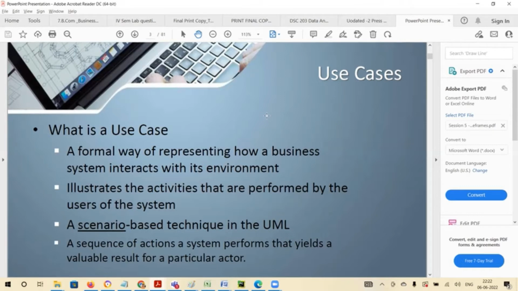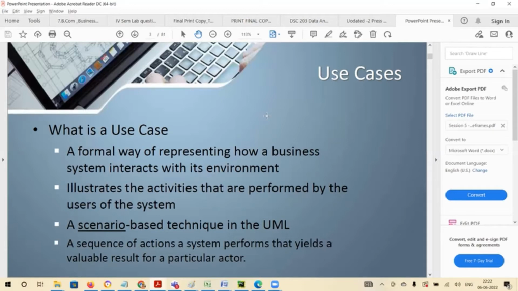And whatever is outside the rectangle box is something outside the system that we are not supposed to develop. That's the environment, and our system needs to integrate or talk to those systems. That's why it says how a business system interacts with its environment. Within the box, we come up with the activities performed by the users of the system. And it's a scenario-based technique.